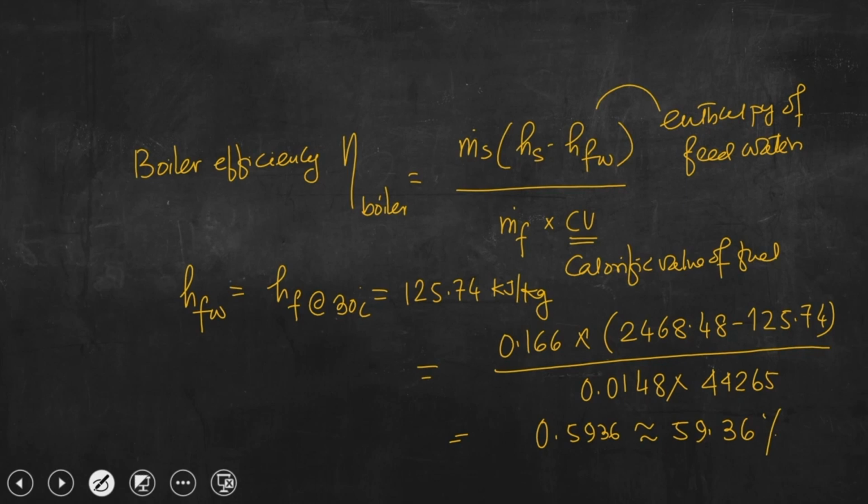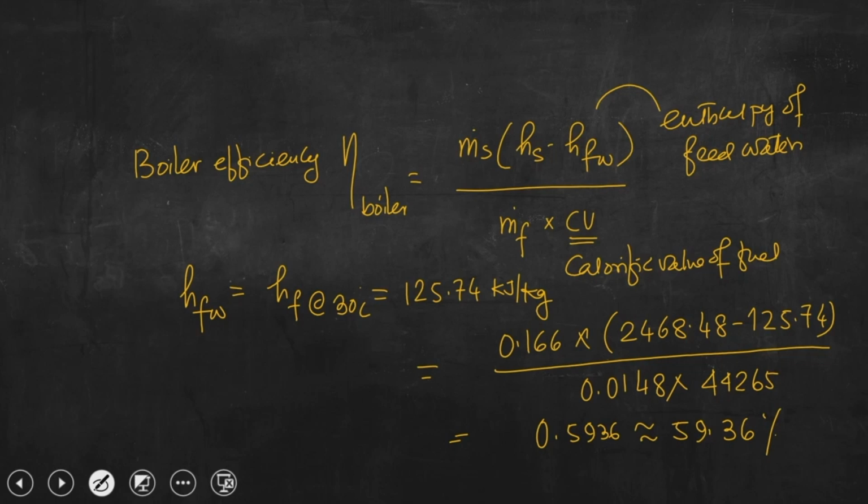Try to understand that the efficiency of the boiler is not even more than 60% in this particular example, and the data that we have taken to calculate the efficiency are obtained from a lab scale experiment, and we can see the efficiency is close to 60%.